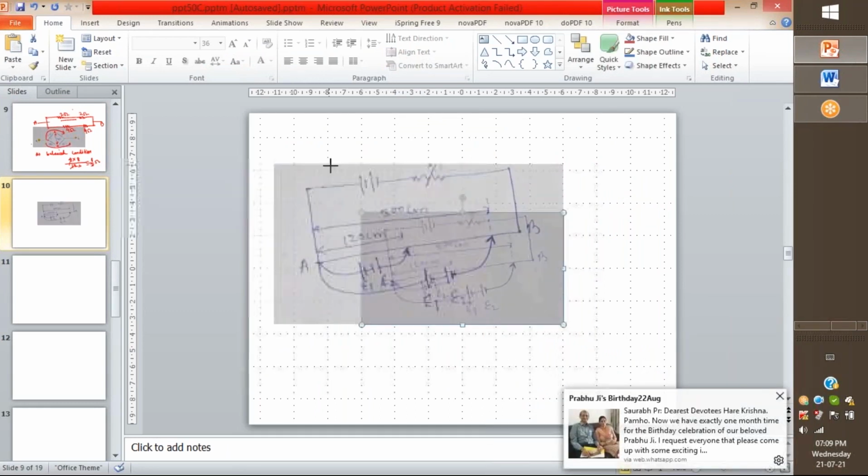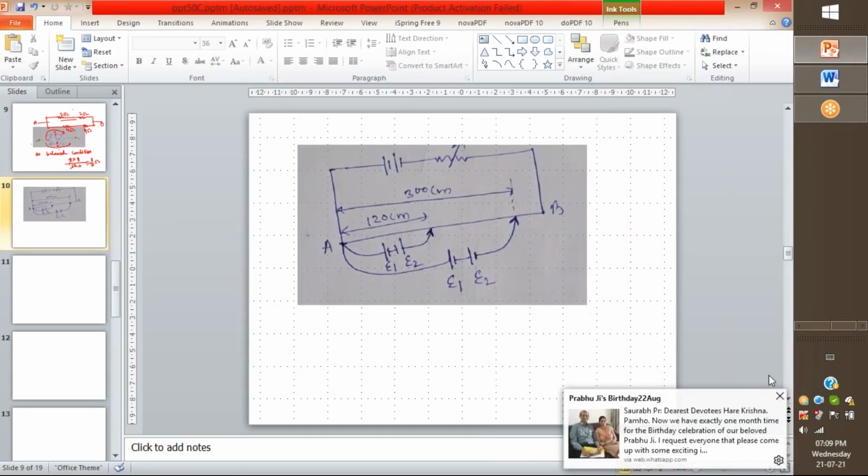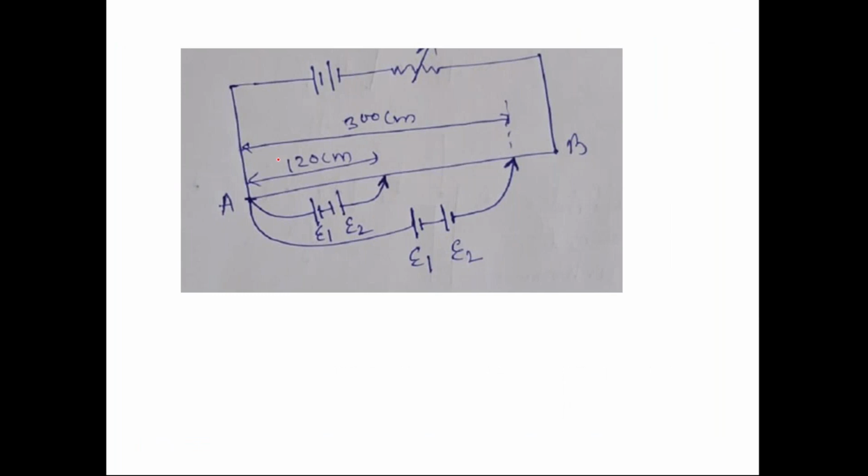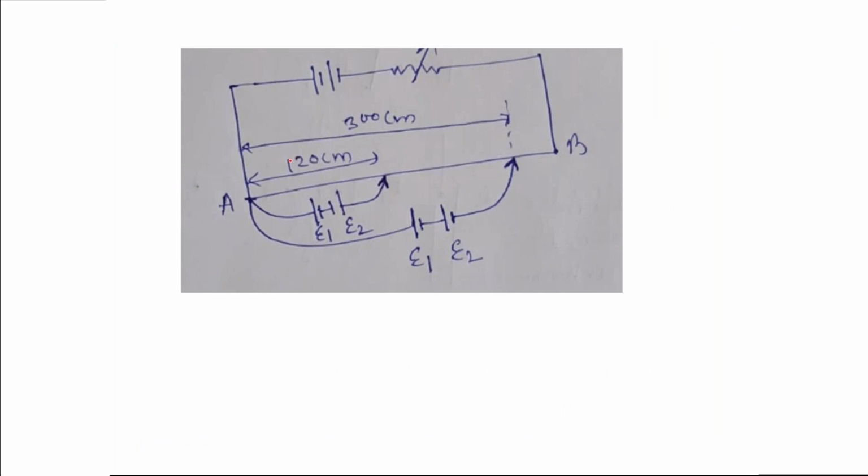So with that we'll be finishing this chapter, and on Sunday we'll be starting with our new chapter, that is the fourth chapter. There we will be learning the magnetic effect of current, moving charges and magnetism. So look here, this is a potentiometer.